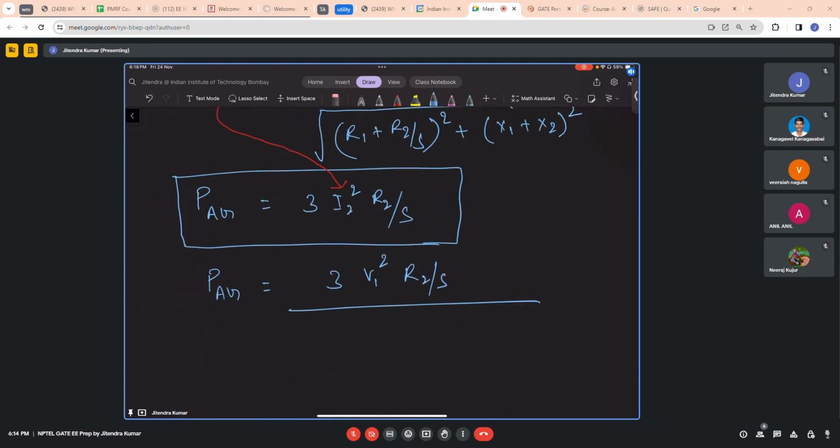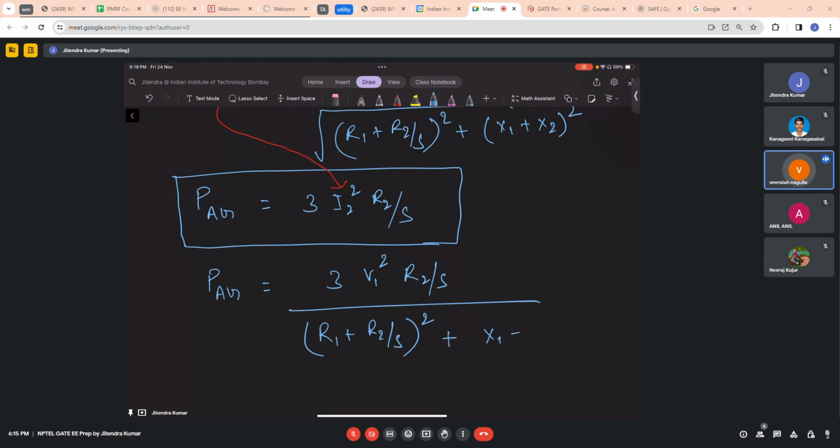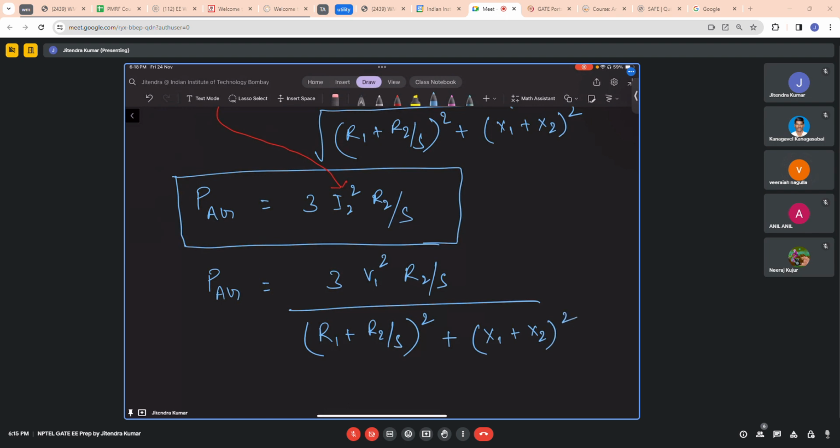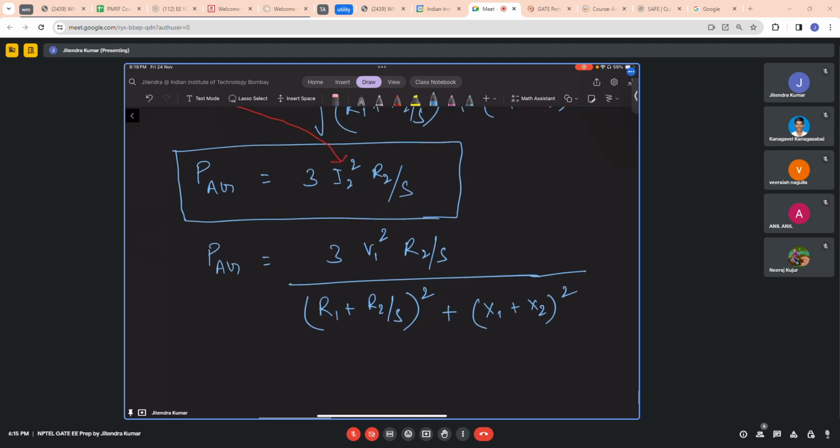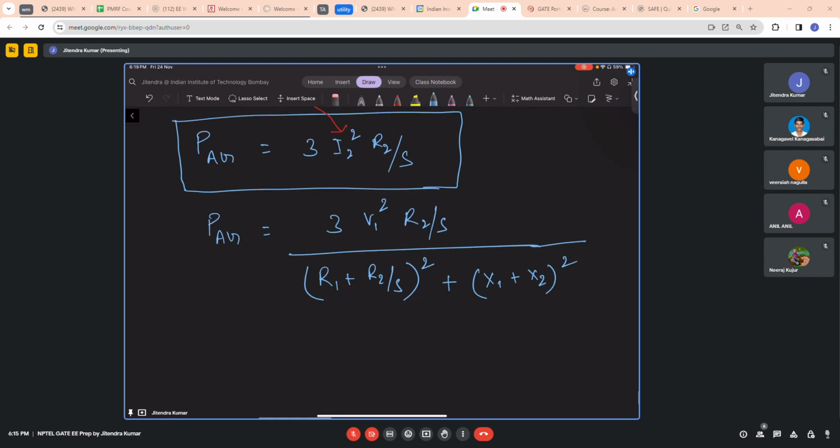So just plug in the value of I2 here. So you will get R1 plus R2 by S square plus X1 plus X2 square in the denominator. Here we will not have any under root because of I2 square. So this is a very famous expression. And in many textbooks, further, if you ignore the stator side parameters, then it will be very simple, that we will see in a couple of minutes. So this is our air gap power.